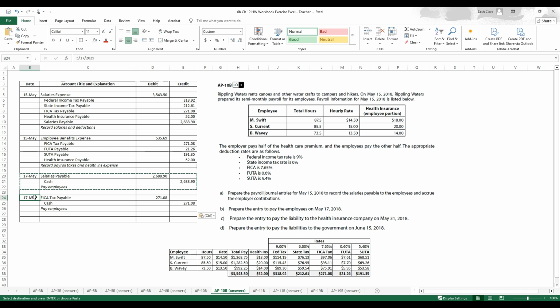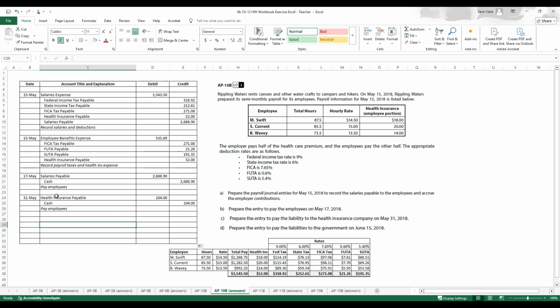On the 31st for part C, it says prepare the entry to pay the liability to the health insurance company. So that's going to be a reduction in the health insurance payable. We needed to pay it and now it's being paid, so it's going away. And it's going to be the sum of the amount from the employees and our portion, or in total $104. Okay. So we have enough space here. And we got one more thing to do.